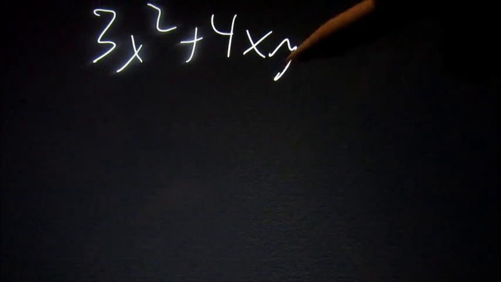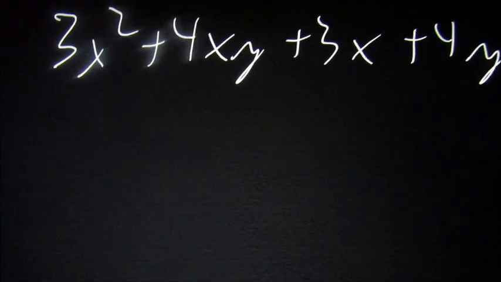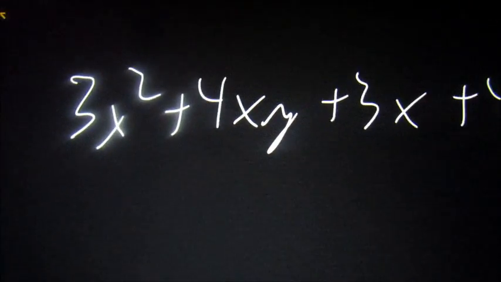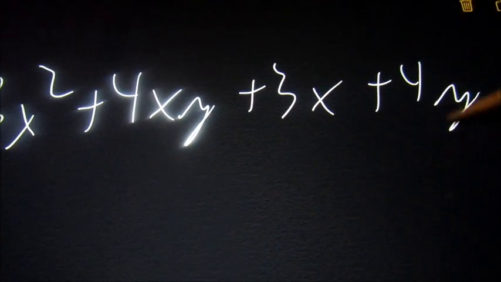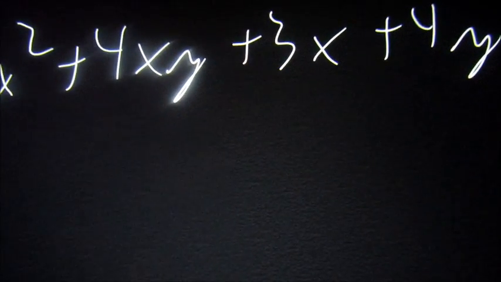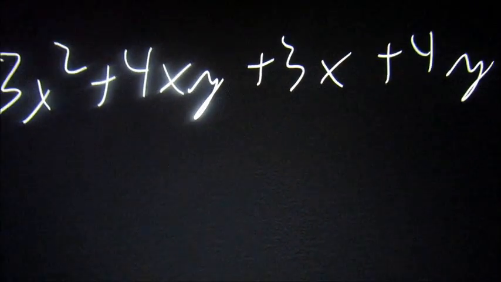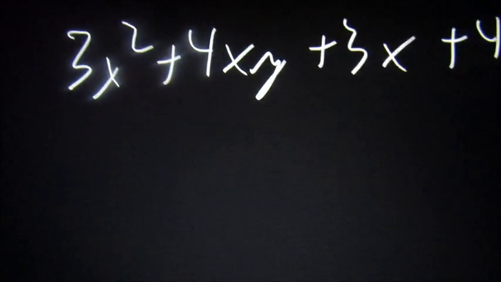Okay, so let's say we have 3x squared plus 4xy plus 3x plus 4y. Now here, if we look at these first two, we can factor something out. If we look at these next two, there's nothing we can factor out. We can factor out a 1 if we want, or we can rearrange them. I'm going to do it both ways. First, I'm just going to factor out a 1 and see if we get something.